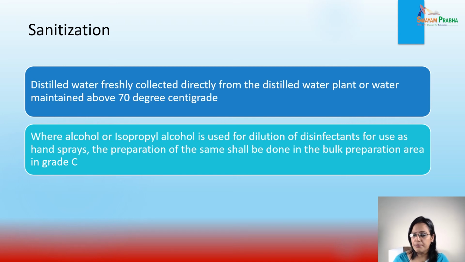This is a very important point here. The water which we use for the dilution of the disinfectant must be distilled water, otherwise there is no use because the water will contaminate the disinfectant itself. Where alcohol or isopropyl alcohol is used for dilution of the disinfectant for use as hand spray, the preparation of the same shall be done in the bulk preparation area in grade C.